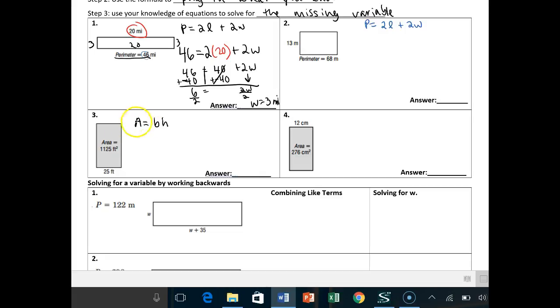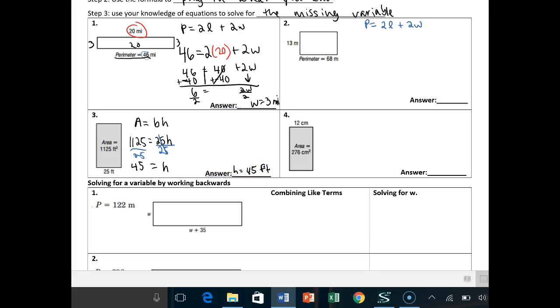Now I know what my area is because it tells you. 1,125 is equal to, I know what my base is because it tells me, 25. And then I just need to figure out what my height is. This is a 1-step equation where all I have to do is divide both sides by 25 to solve. So when I do that, I get H is equal to 45. And my answer is, my height is 45 feet.